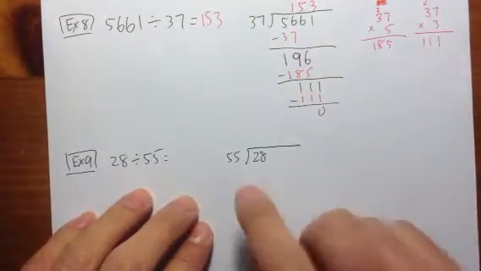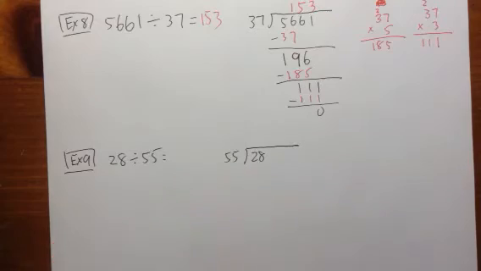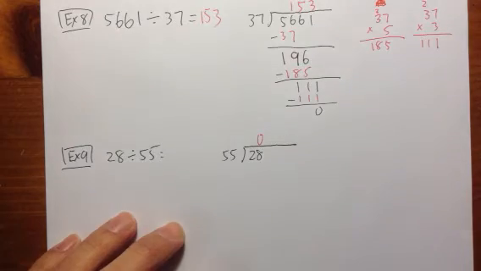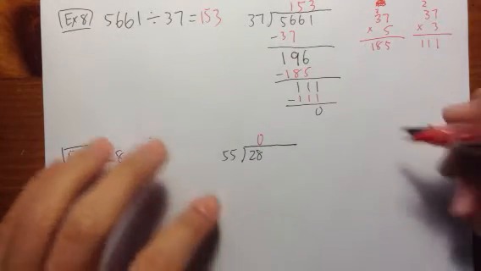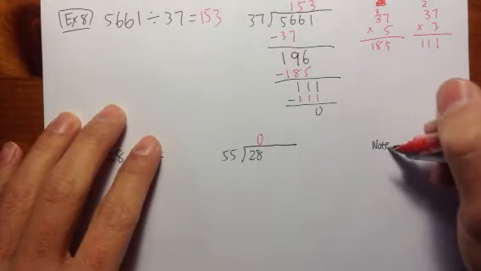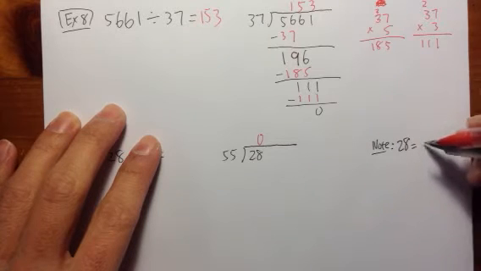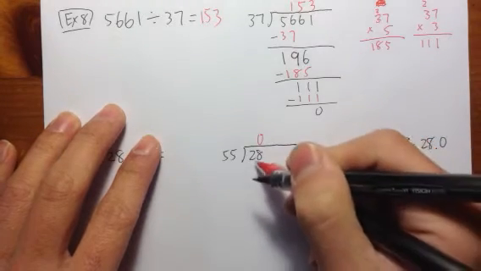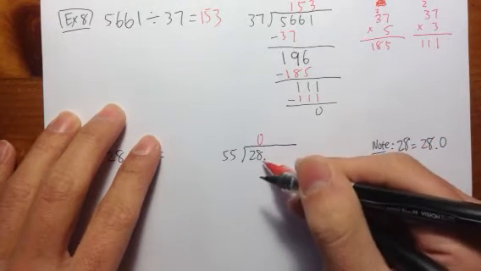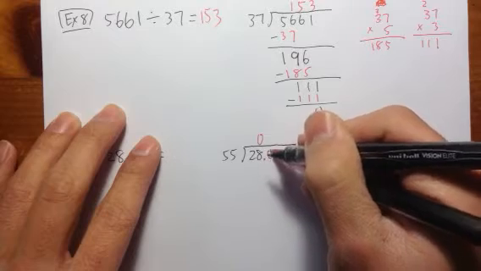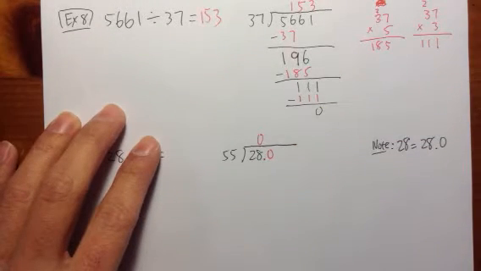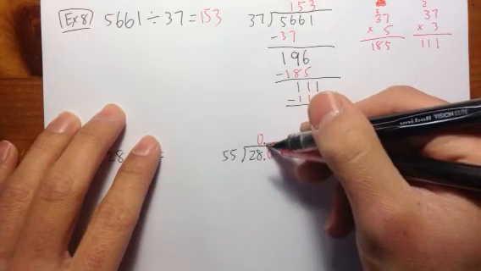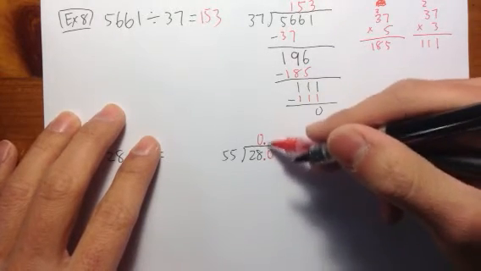Okay, after you set this up, 55 goes into 28 0 times. So I'm going to put a 0 right here. And then in order for us to continue, let me make a note right here. 28 is equal to 28.0. So I'm going to put a decimal point after the 28, and then I'm going to add a 0 right here. For our answer, let me put a decimal point right here after the 0 as well, lined up with the decimal point.